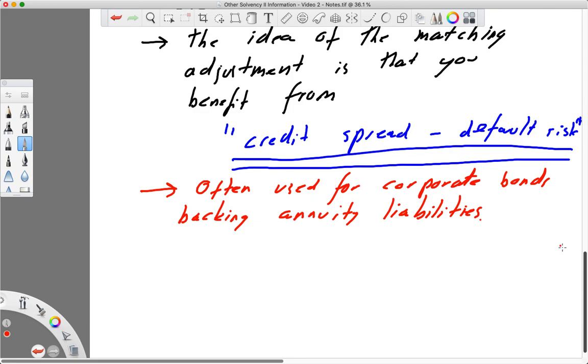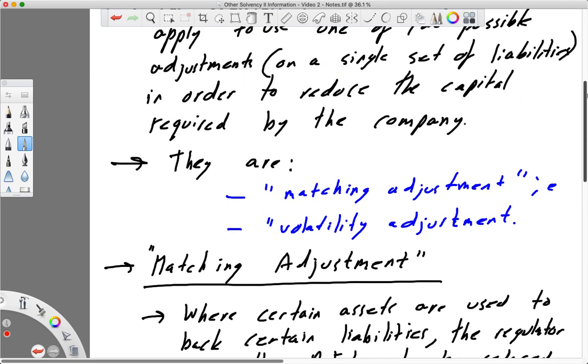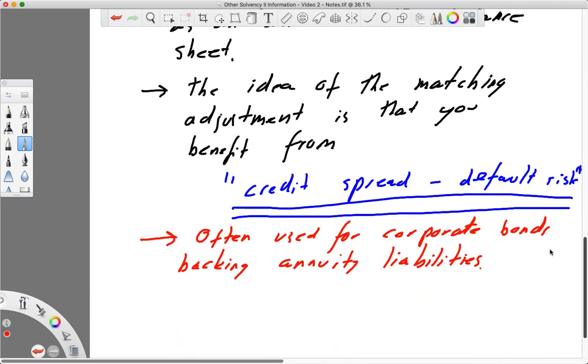So that is the matching adjustment, and then there was another one that's called the volatility adjustment, which is similar.